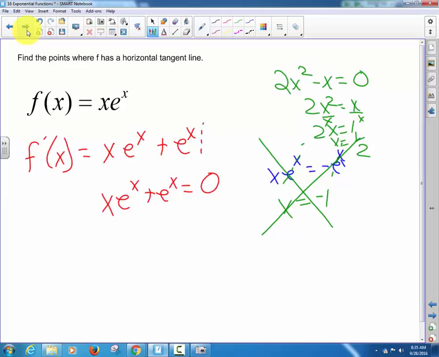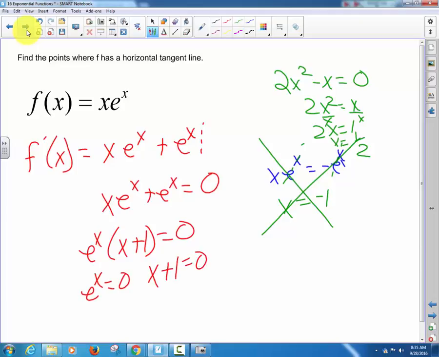So I don't recommend that you do that. I recommend that you factor. So if we're going to factor over here, tell me what we're going to factor out. E to the x. So we get e to the x times (x plus 1) equals 0. So now what do we do? They're both equal to 0. Thank you. e to the x equals 0, x plus 1 equals 0. Well, I bet we know the answer for this one over here. x equals negative 1. What about e to the x equals 0?